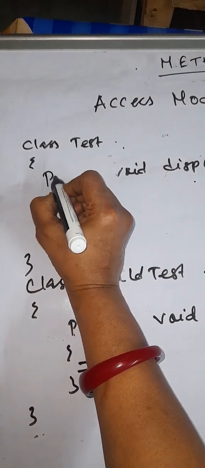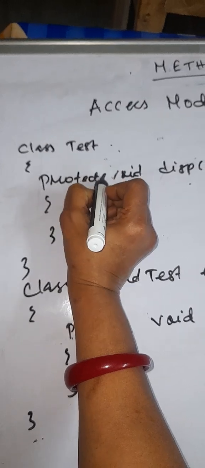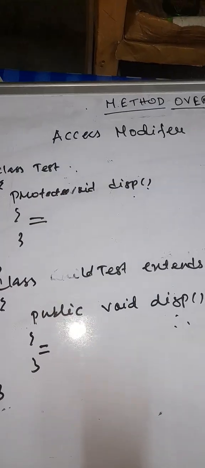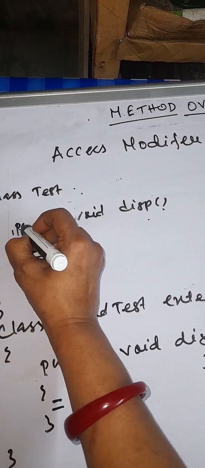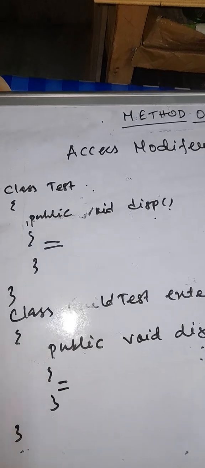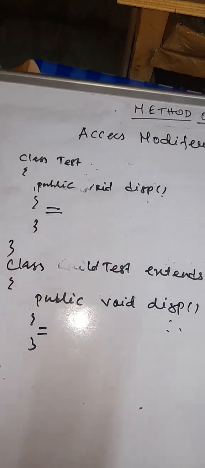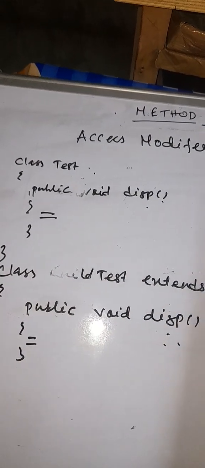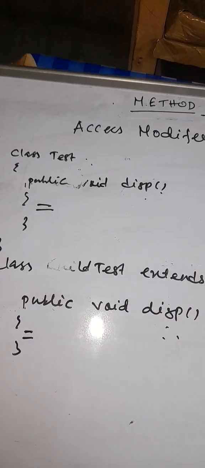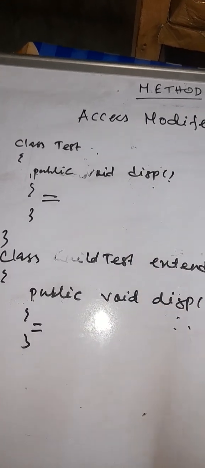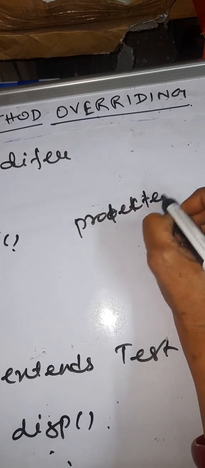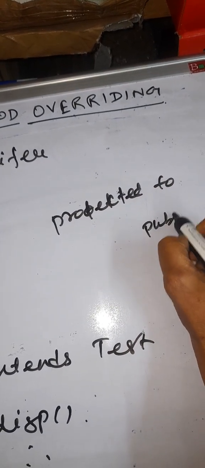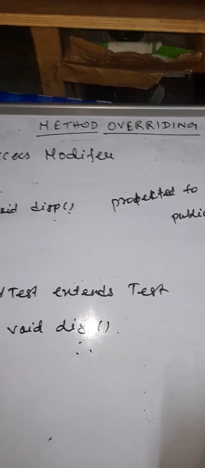So protected to public is possible. Default to public is possible, but private is not possible. Public to protected, public to private is also not possible, because public is already much more free. You can access it from anywhere. If you want to make your public as private in the child class, it is not possible. So protected to public is possible. Clear? In case of overriding method.